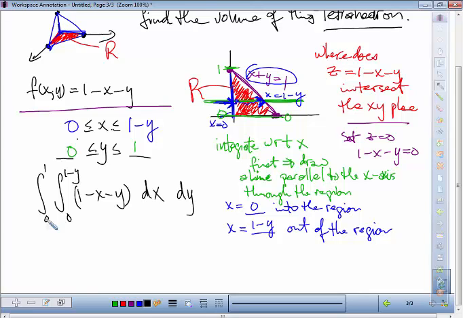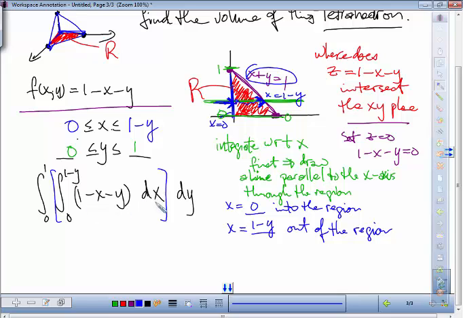So let's see how this thing works out. We should get a number here, right? This is a volume of an actual tetrahedron that we're looking at. So we should get an actual number here. So let's see us actually get a number. This is an easy integral, I hope.